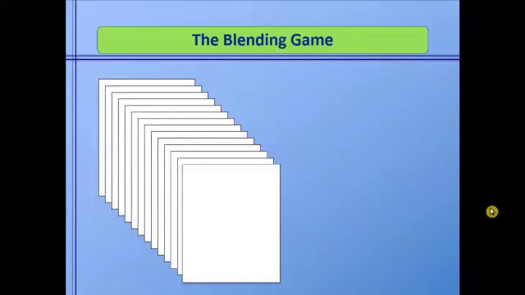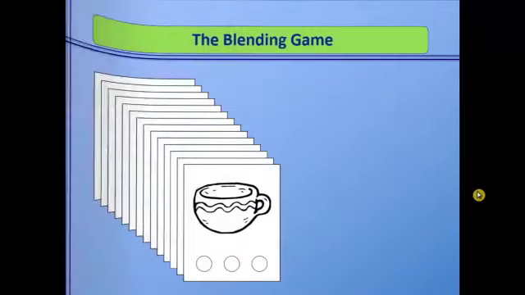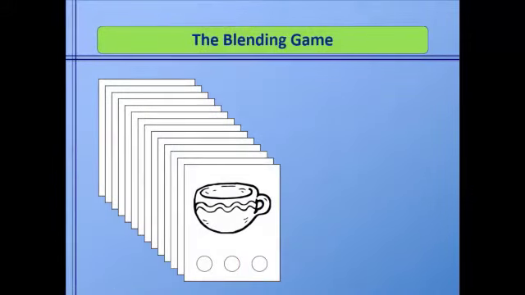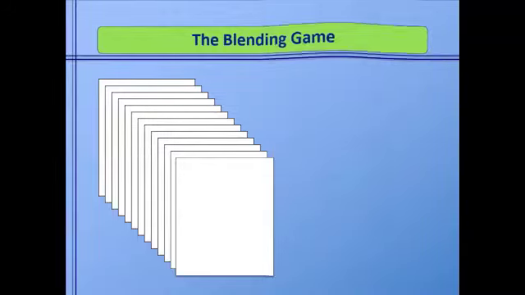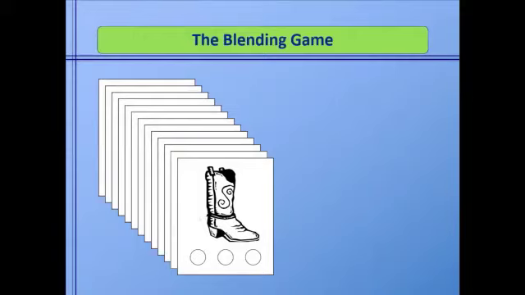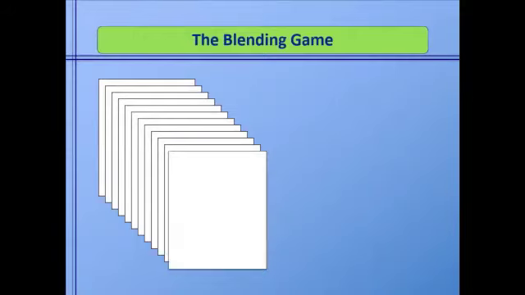So when I'm playing a blending game with a small group of children, I have a set of cards. You'll see them on the screen in a minute, and each card has a picture on it. No letters, just a picture. Let's see how this works. Okay, Veronica, watch my mouth and listen carefully. Guess what I have? K, up. Right, cup. Try another one. B, oo, t. Excellent. And then I hand her the card and I go to the next child.